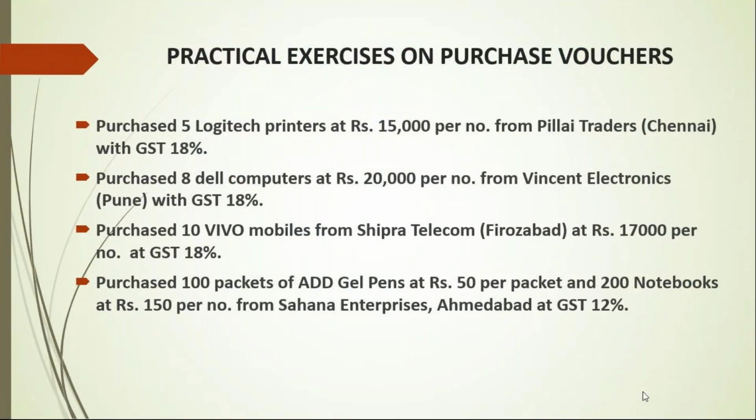Right. So the last one we have here: purchased 100 packets of Agile pens at 50 per packet and 200 notebooks at 150 per number from Sahana Enterprises, Ahmedabad, at GST 12%. Now Ahmedabad finds a place in which state? Gujarat. So we have to pass the same entry for the purchase of 100 packets of Agile pens and 200 notebooks. Now here it is given as notebooks. You can select the ledger books. Ledger books, notebooks, almost the same effect it has.